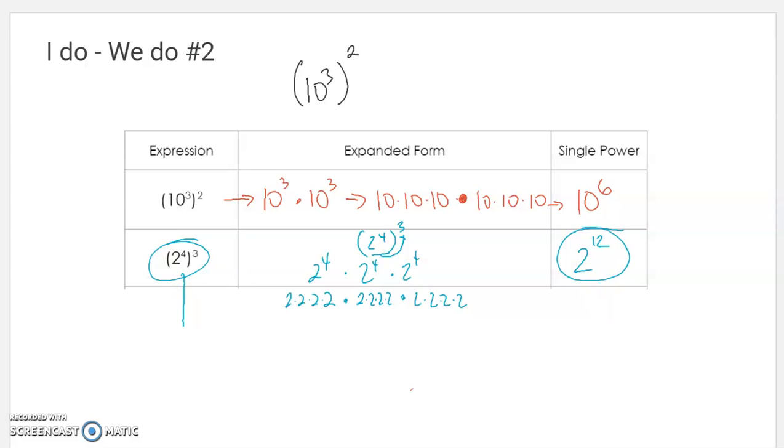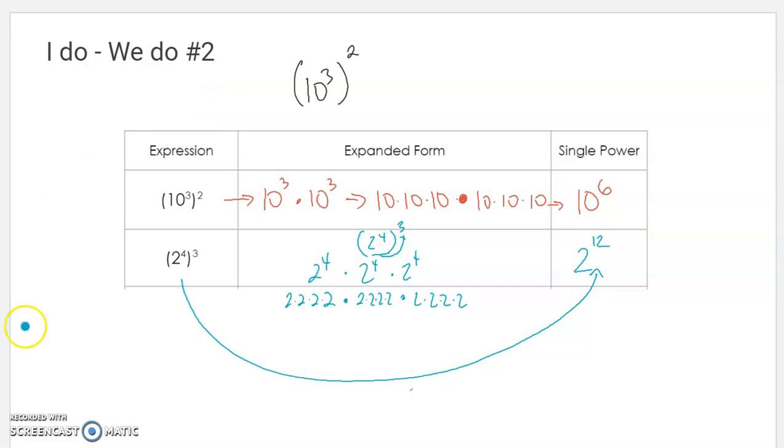And that, my friends, is how you simplify expressions with exponents to have a single power. Hope that made good sense to you. And we're going to get to some more versions like this tomorrow. So make sure these make great sense to you. And when they do, you're all set. And we'll see you tomorrow.